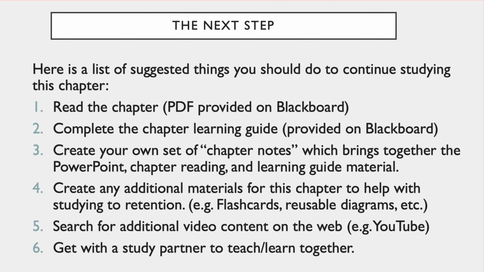So your next step is, I would like for you to read the chapter and complete your chapter learning guides. Then try to make your own notes from the PowerPoint, which is posted, your chapter readings and the learning guide together. Then create some materials to help you learn the vocabulary and concepts that are brought into this chapter. Flashcards and diagrams are a really good way to do that. Look at some more YouTube videos on meiosis, which I have posted in Blackboard, and maybe get together with a study partner to learn and teach each other.